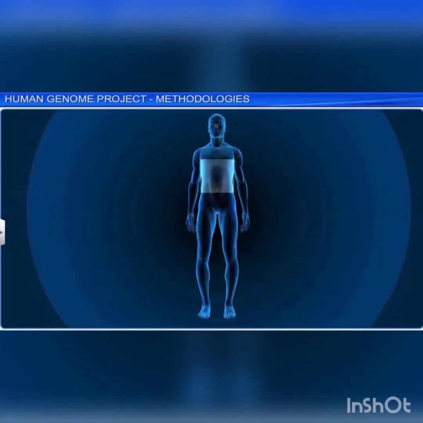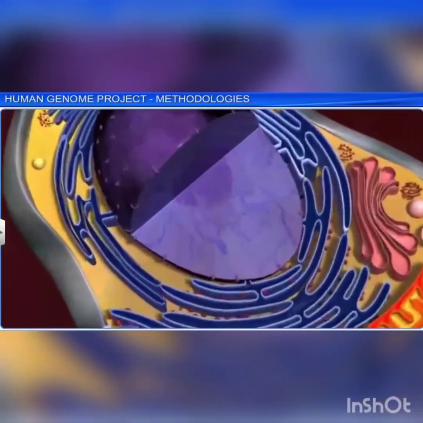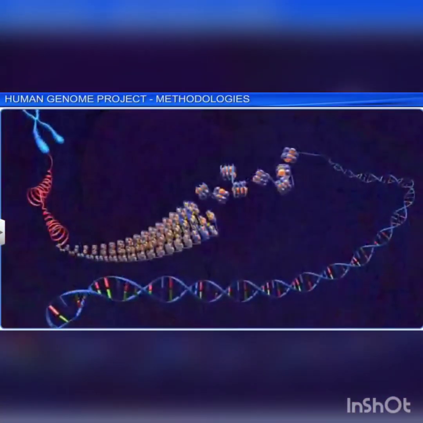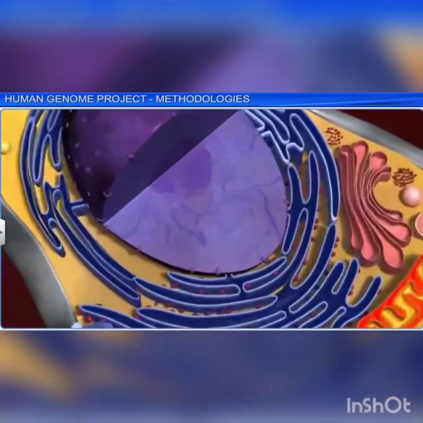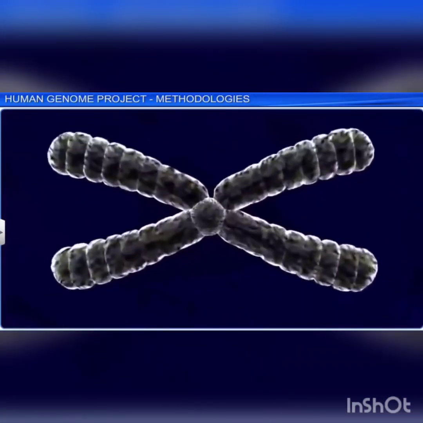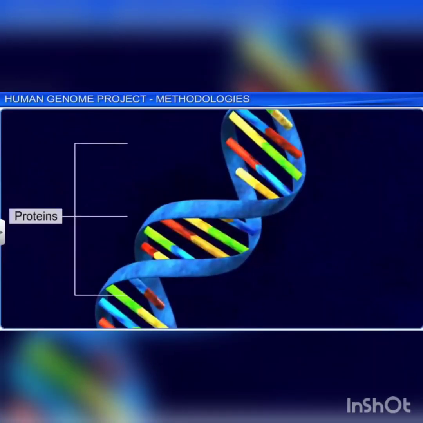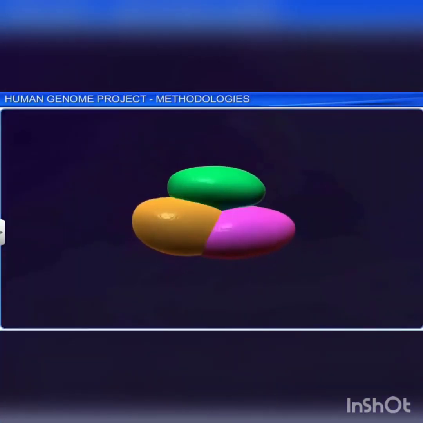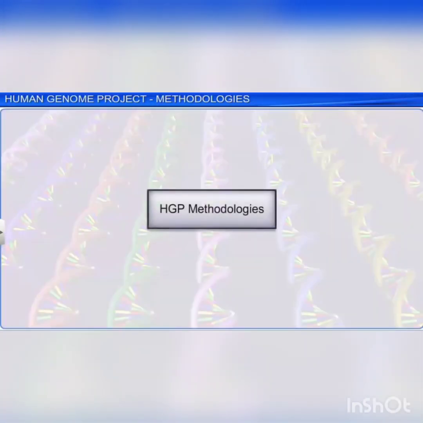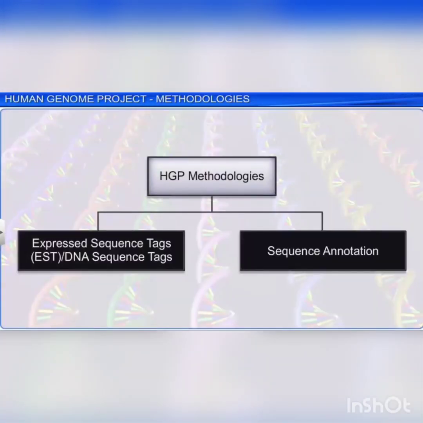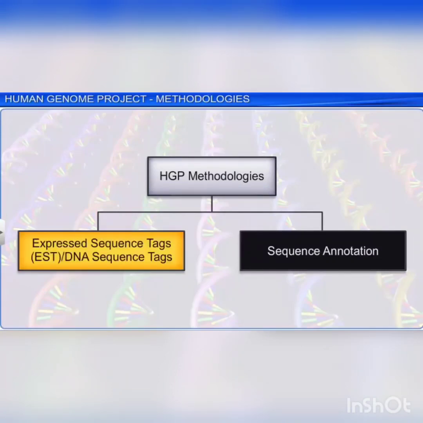For example, biological researchers could now study all the transcripts in an organ, tissue, or tumor. It was also possible to study how thousands of genes and proteins work together inside our cells. HGP itself was made possible by two major methodologies of biological research, expressed sequence tags or ESTs, or DNA sequence tags, and sequence annotation.